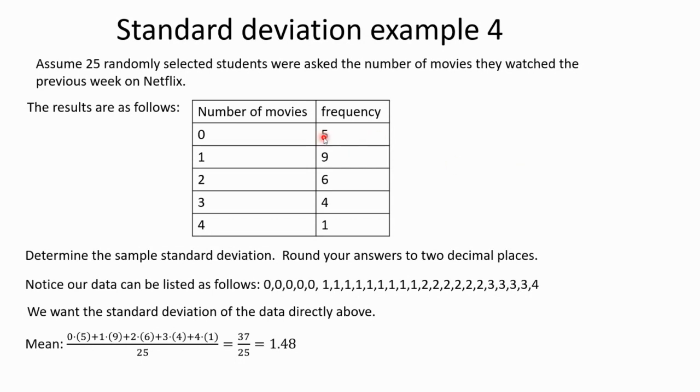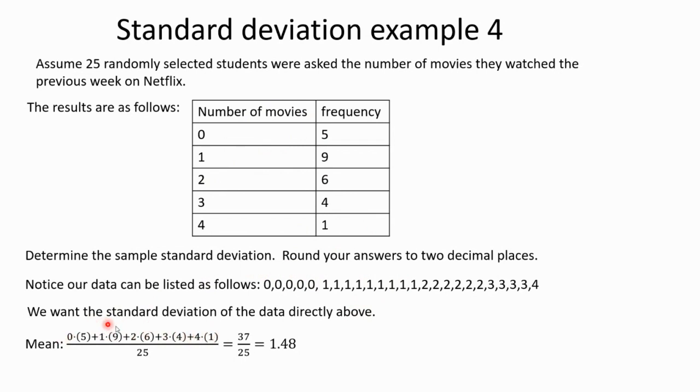Now remember here, you could list all the data out if you wanted. That's what I did here. But really, you shouldn't have to do that. For instance, how would you get the mean? Well, again, you take the number and you multiply by the frequency, right? For 0, for instance, you would list 5 times, as I do here. 1, you would list 9 times. 2, you would list 6 times, and so on. So instead of listing them and then adding, you could just multiply by the frequency. And that's what I'm doing here.